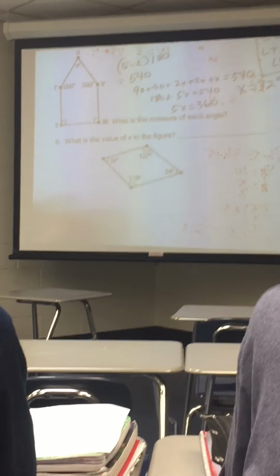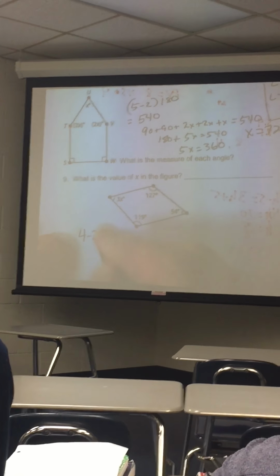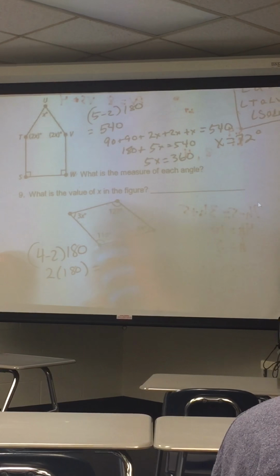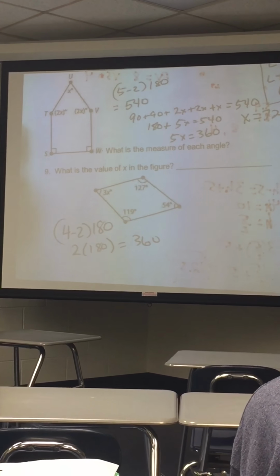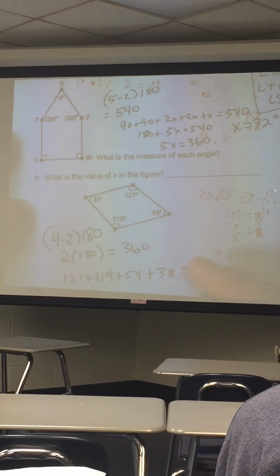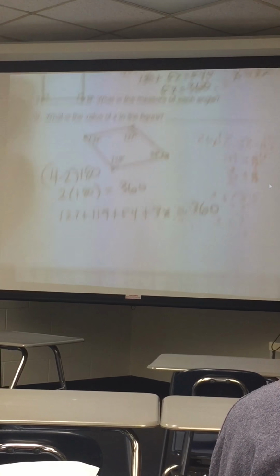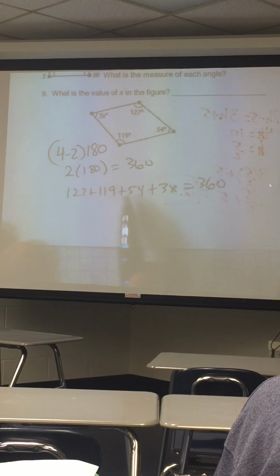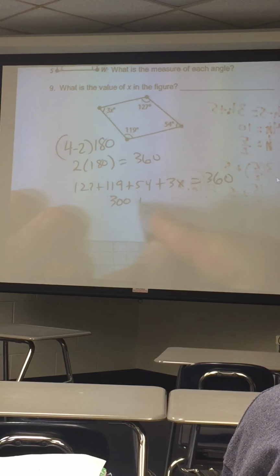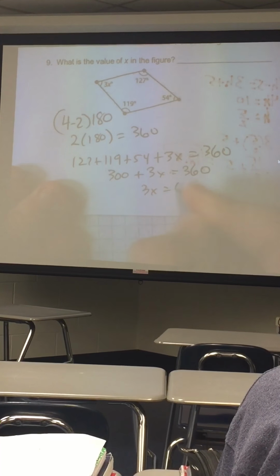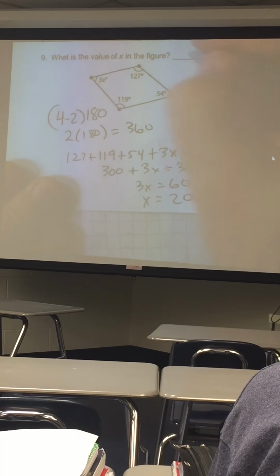Let's go on. Number 9. All right, here's a quadrilateral. That means all 4 angles, well, we go 4 minus 2 times 180. That's 2 times 180, which is 360. So all 4 angles add up to 360 degrees. So 127 plus 119 plus 54 plus 3x equals 360. Okay, so 127 and 119, what's that? 246. 246 plus 54 is 300. So 300 plus 3x equals 360. 3x equals 60, and x equals 20. That's all they wanted, was x equals 20.